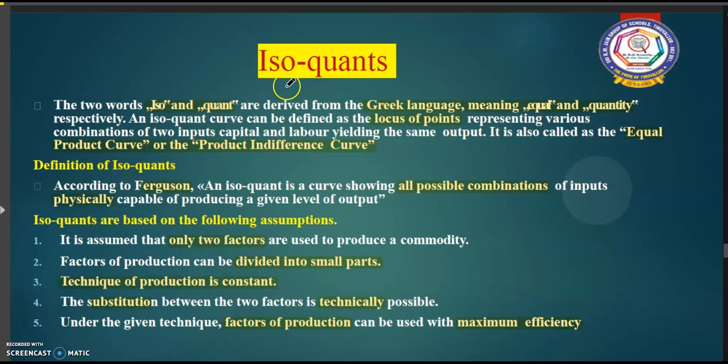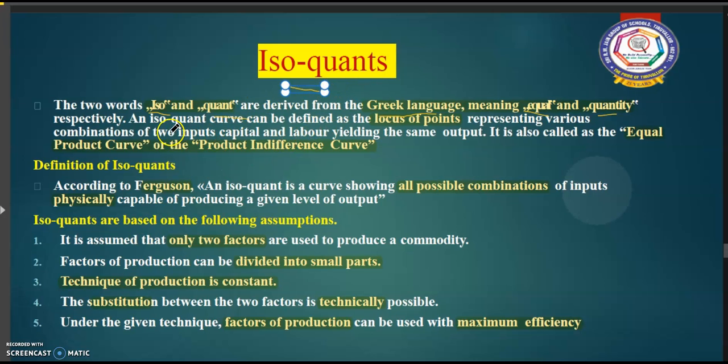Children, today under production function we are going to discuss about isoquants. The two words, iso and quant, are derived from the Greek language, meaning iso means equal and quant means quantity.